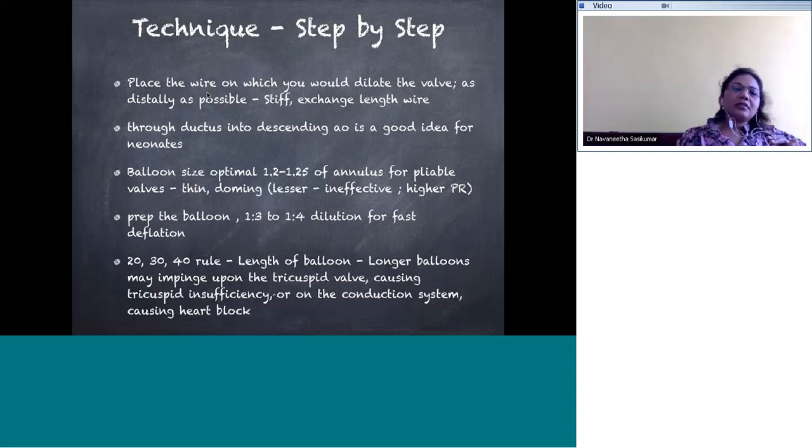The length of the balloon is another important matter which you have to choose when you choose your hardware for the procedure. A good thing to remember is the 20-30-40 rule, where you can use 20 millimeter long balloons in neonates, 30 millimeter long ones in infants and smaller children, and 40 millimeter in adolescents and adults. The problem with using longer balloons is that it may impinge on the tricuspid valve, causing tricuspid insufficiency, or it can press on the conduction system, causing heart block, which can sometimes be transient and extremely rarely permanent.